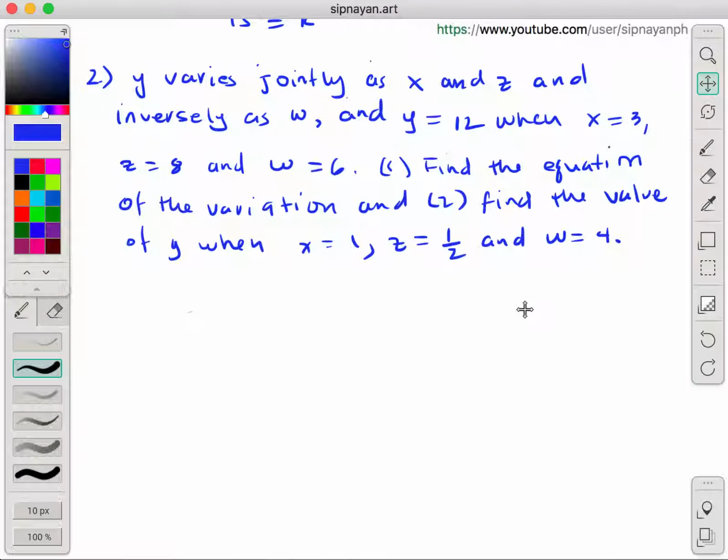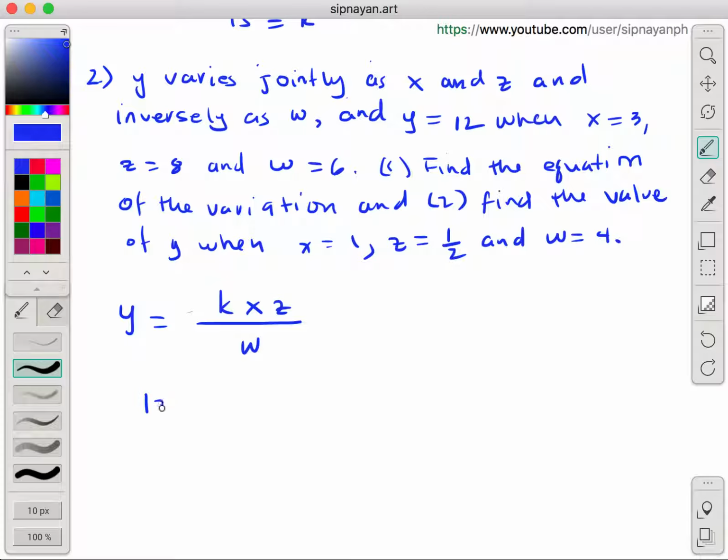To the series. Next, ito medyo mahirap ng konti, but it's not very difficult because pinag-combine niya na ngayon yung joint variation saka inverse variation. So we have y varies jointly as x and z. So, imbis na isang variable lang dito, dalawa na siya, maliban dun sa k. So we have x, z, and inversely as w. Now, y equals 12 when x equals 3, z equals 8, and w equals 6. And, okay, so pwede na natin substitute ito.